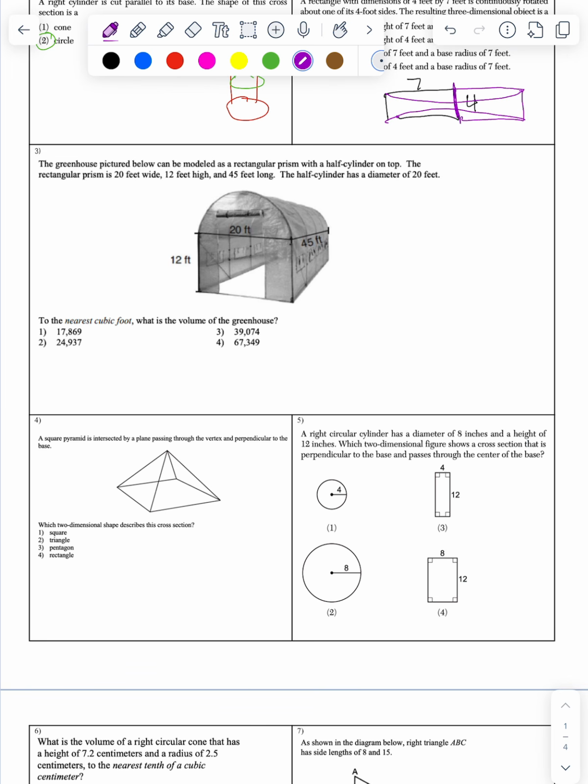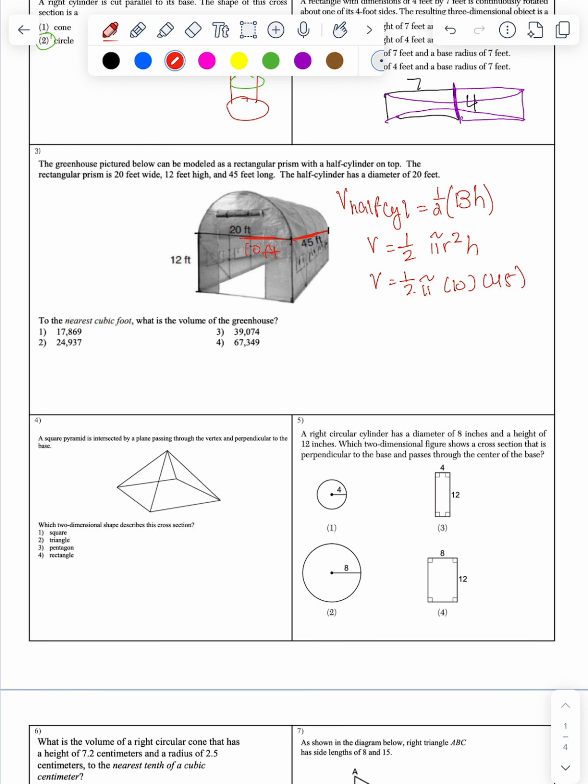So volume of the half cylinder, let's do that first. On the Regents exam, you will see the volume of a cylinder formula given as capital B times H, and that's how it will be provided to you on the test. And since it's a half cylinder, 1/2 capital B times H, and we know that since the base is a circle, the area of a circle is pi r squared. So capital B is pi r squared times the height. So if I just substitute in now, the diameter is given as 20, so that means the radius is 10 feet. And the height is 45 feet.